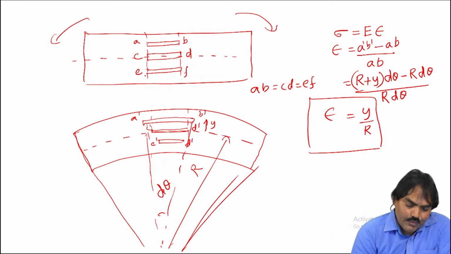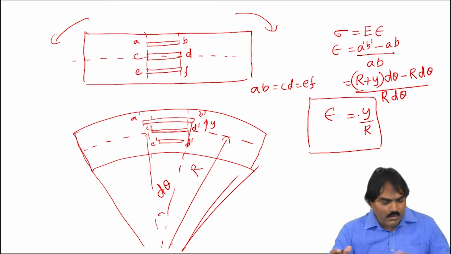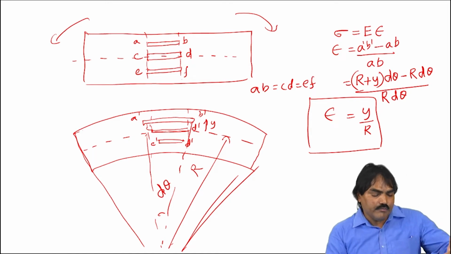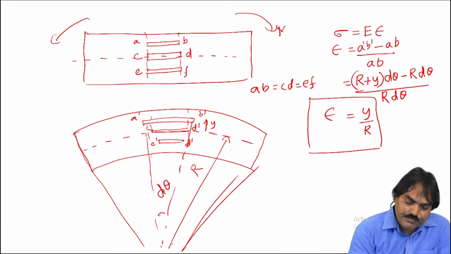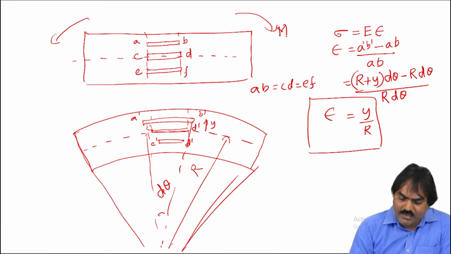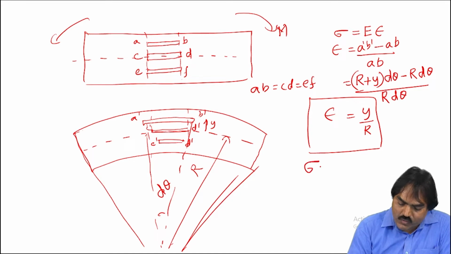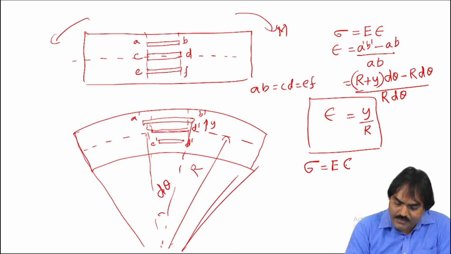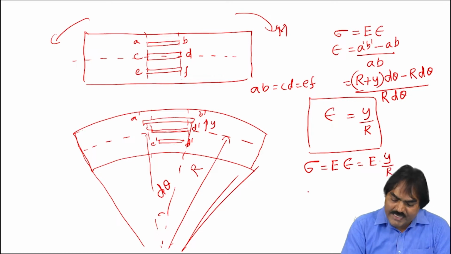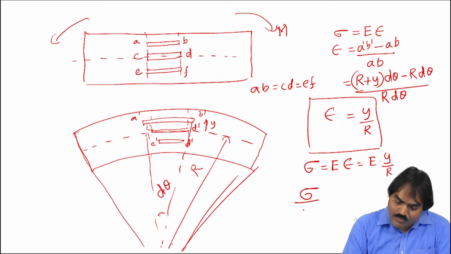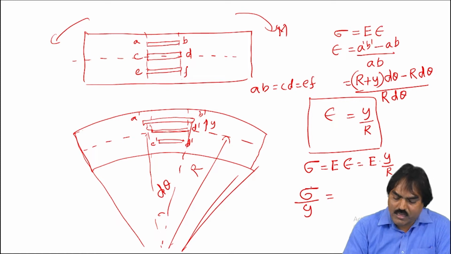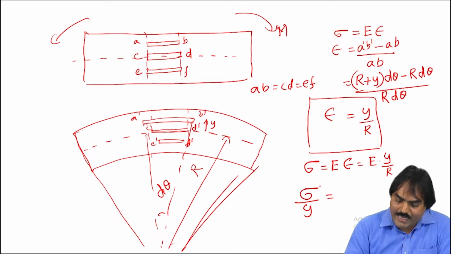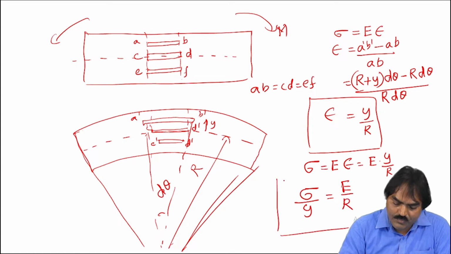So the strain in the element because of the bending moment is given by Y by R. If you take the element below EF, this will be minus. Why? Because bottom layers will be under compression, whereas top layers will be under tension because of the moment. Now, whenever there is a strain, we know the stress. The stress is equal to E into strain, that is E into Y by R. Then he established a relation: sigma by Y, the normal stress by the distance from the neutral axis, is equal to E by R.